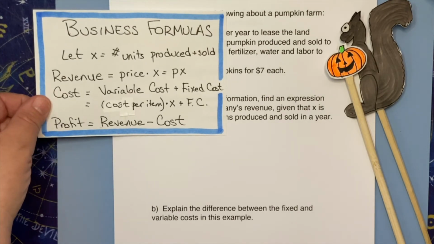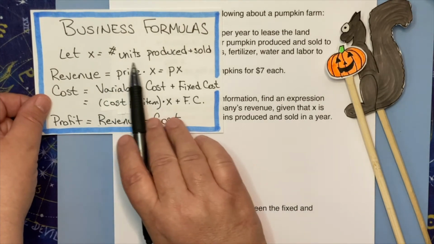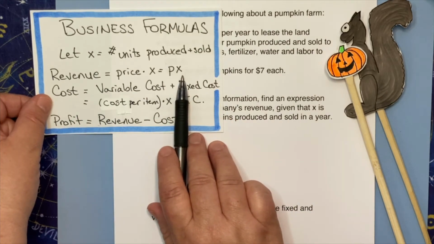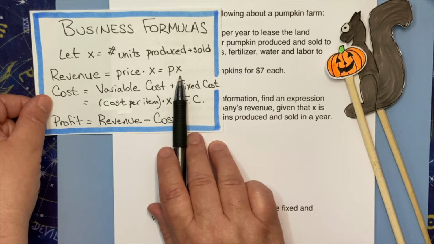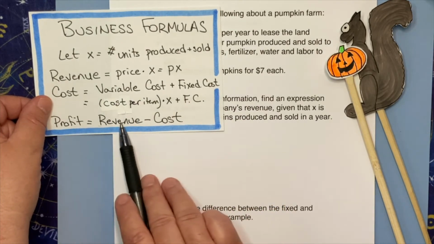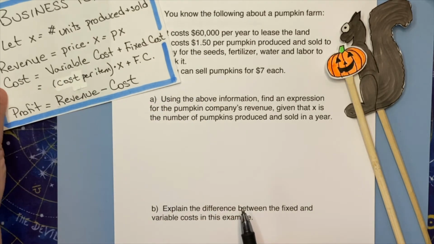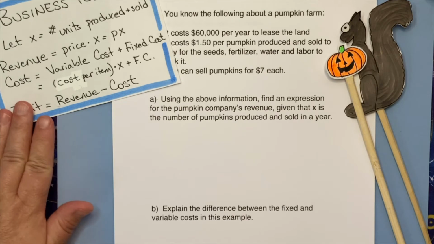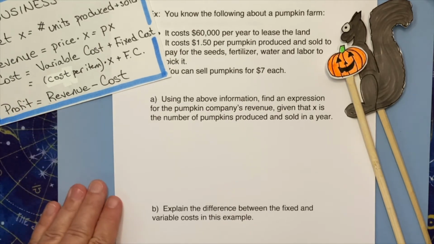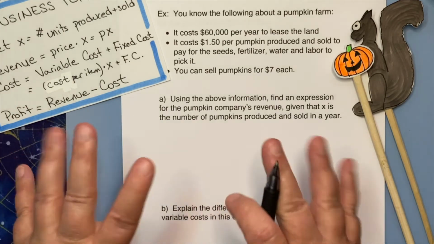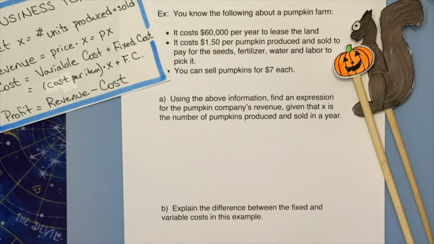This is the business formulas. X is the number of units produced and sold. The revenue is price times the number of units we sell or produce, same thing. Cost is the variable cost plus the fixed cost. And the profit is the revenue minus the cost. Let me put that right there. And let's see if I can get it to all fit. Yes, we did it.